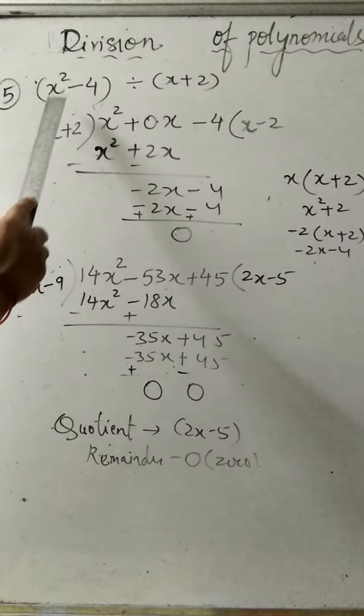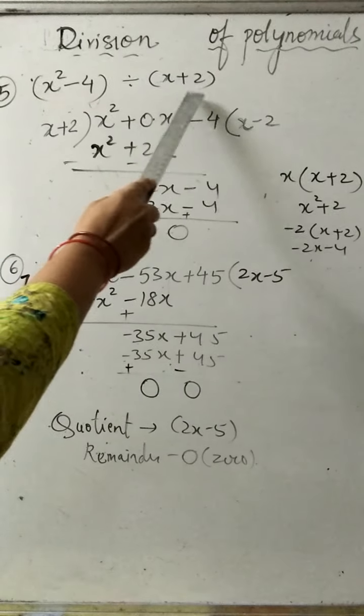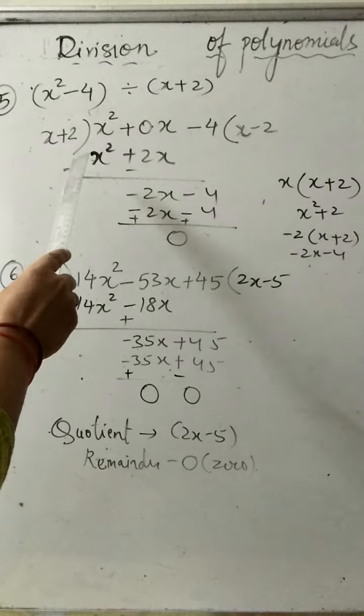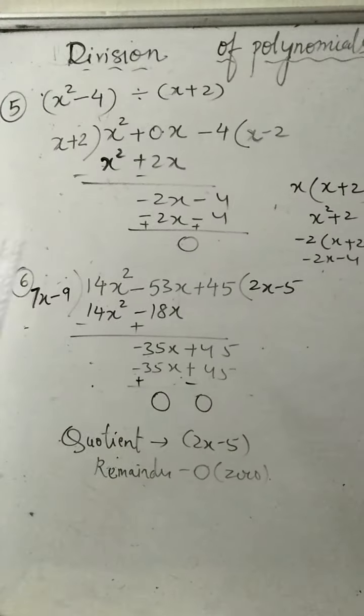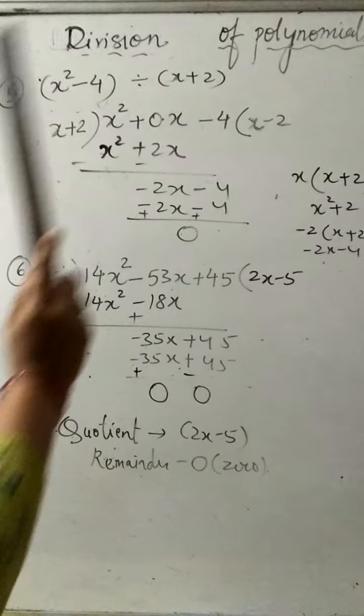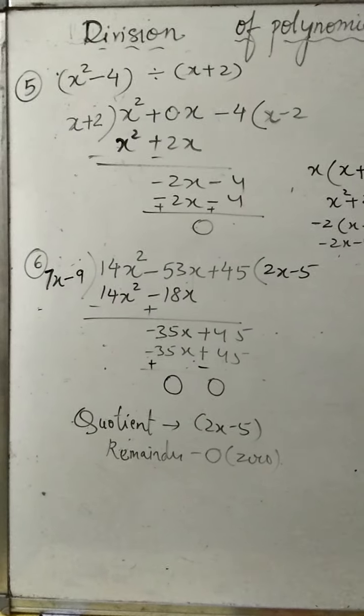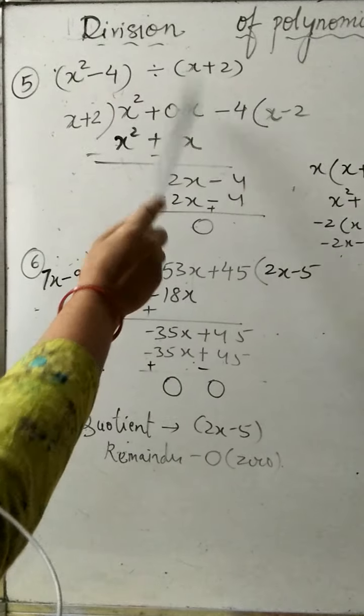Next question, (x square minus 4) divided by (x plus 2). Now here I have introduced one term, that is 0x. Because you are beginners, you should do it like this. When you go to the advanced stage, there is no need to introduce this variable.